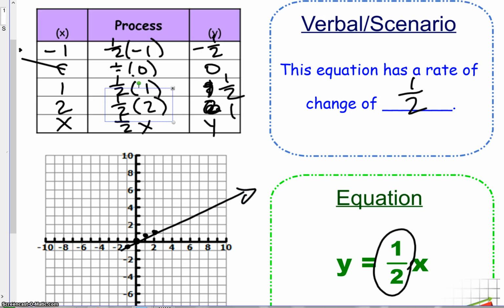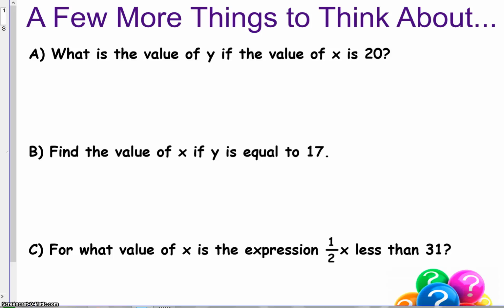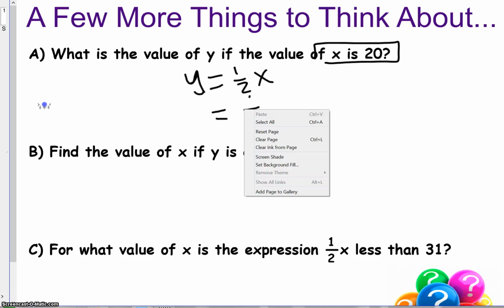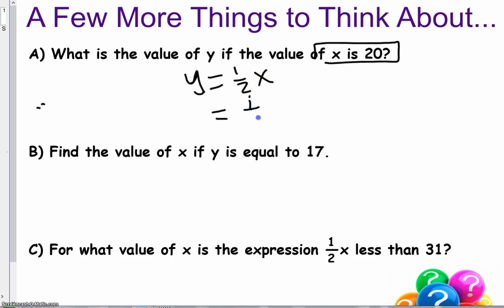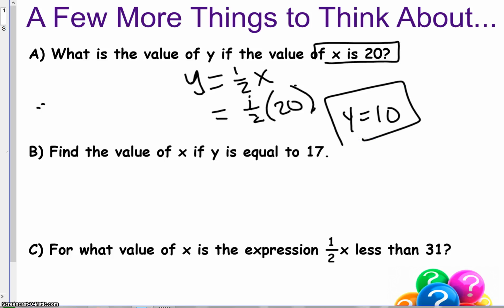So now we can answer some questions based on this information. What is the value of y if the value of x is 20? Well, it tells you what x is, so what are you plugging in? Y equals 1/2 x. So y equals 1/2 times 20. Well, what is half of 20? Y equals 10.